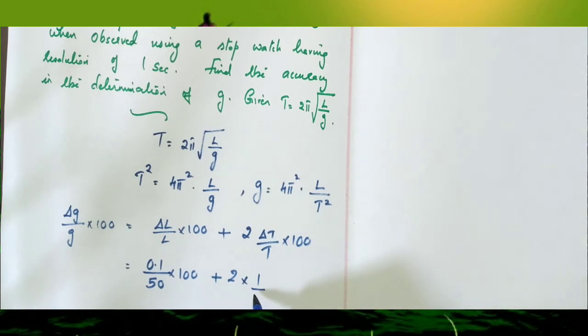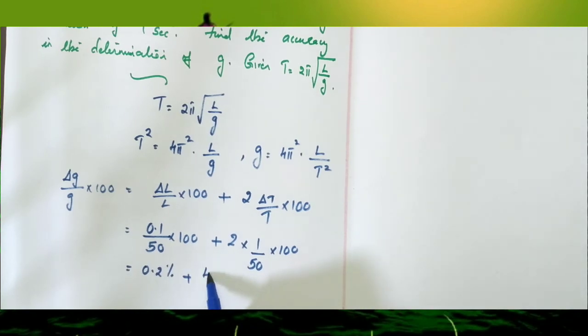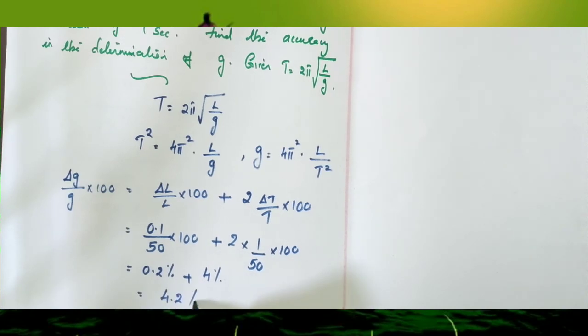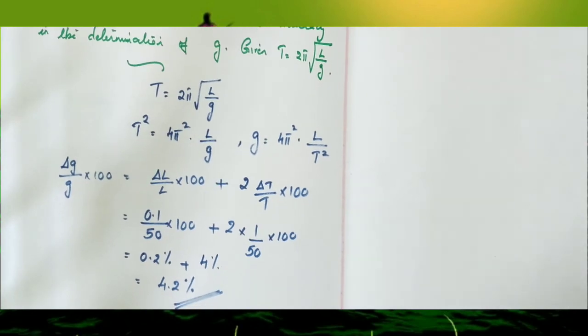Divided by what is the time? Time of oscillation is 50 seconds, that is also given in the question, into 100. Okay. Here 0.1 into 100 divided by 50 equal to 0.2 percentage, plus here it is 4 percentage. If you take the sum, 4.2 percentage. So percentage error in acceleration due to gravity g, or the accuracy in the determination of g, is, answer, 4.2 percentage.